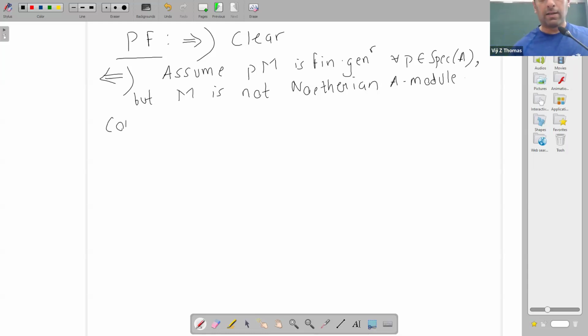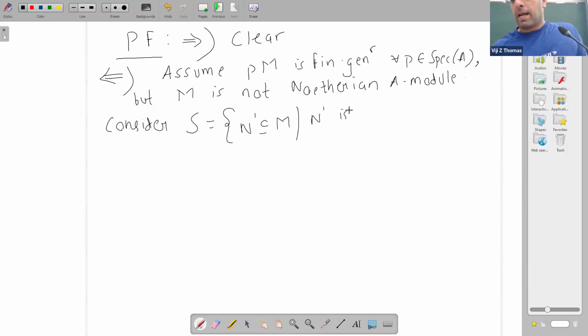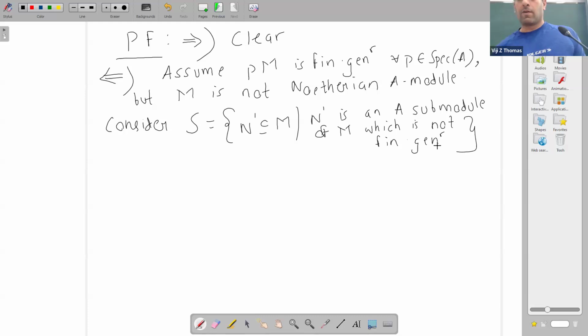So now consider this set S: the set of N' contained in M, where N' is an A submodule of M which is not finitely generated. Okay, good. So we have a submodule of M which is not finitely generated.